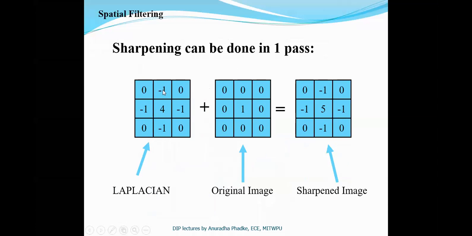Okay, so this Laplacian mask we can add to original image to get this another mask which is useful for image sharpening. So this 4 plus 1 gives you 5. Okay, so this process of adding original pixel value to Laplacian mask gives us another mask where central coefficient value is 5 and it is surrounded by -1.